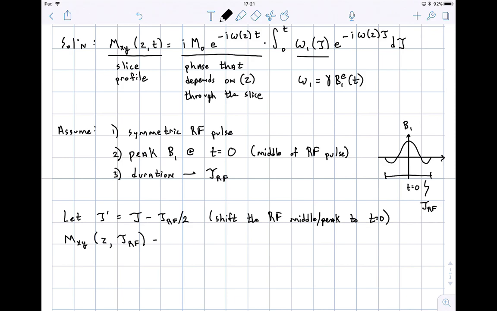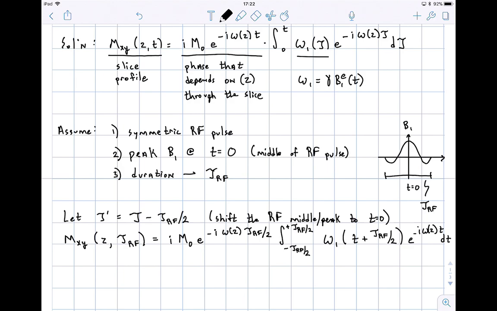The business in the front still looks the same, so it's still i times M naught e to the minus i omega z. But here we have a specific time, which is tau RF divided by 2. And now what's a little different is the limits on our integral are from the beginning of the RF pulse, which is minus tau RF by 2, to plus tau RF by 2. And it's omega 1 times t plus tau RF by 2, e to the minus i omega z times time, dt.